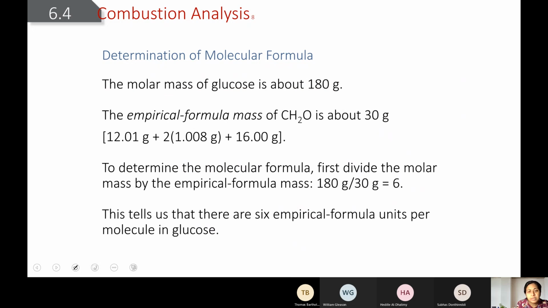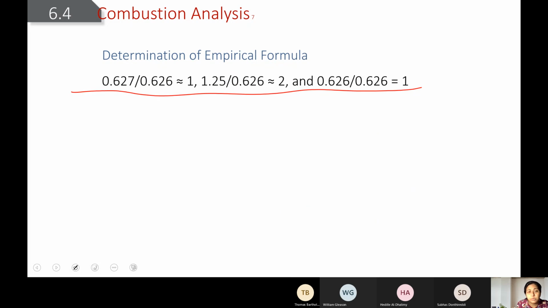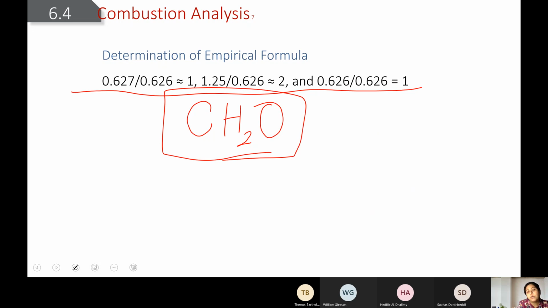And then the formula, what would be the formula? Carbon, hydrogen 2, and oxygen. You don't have to write the 1. Even though you don't write 1, we all know that if there is nothing there, it means it is 1, in any chemical formula. Okay, so this is the empirical formula for glucose.